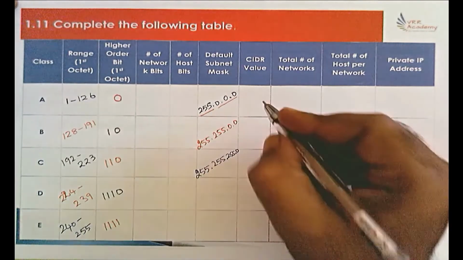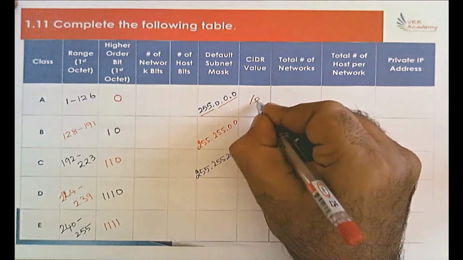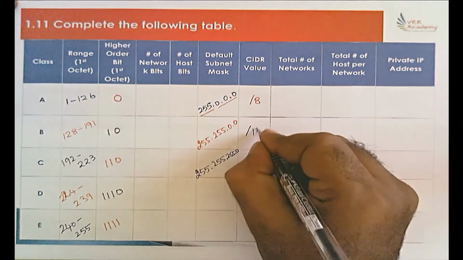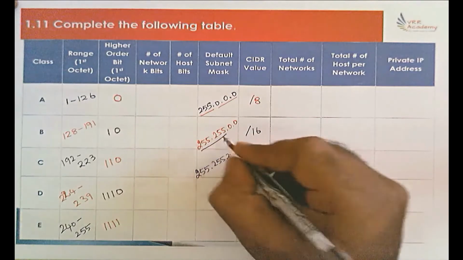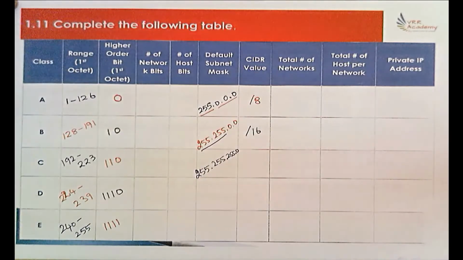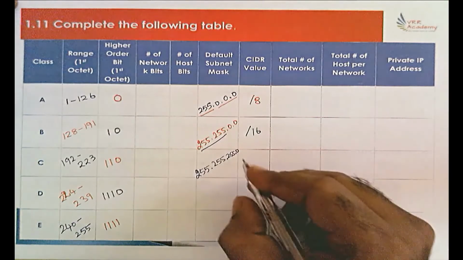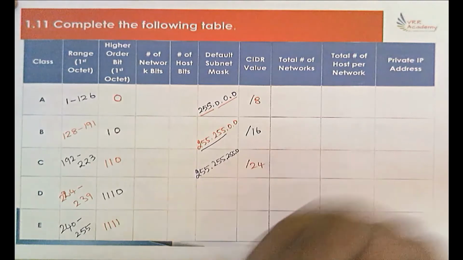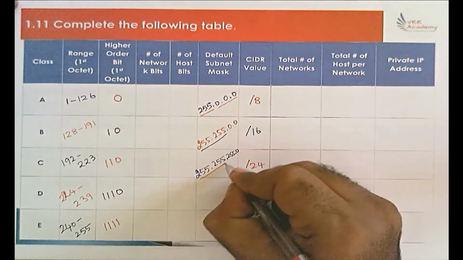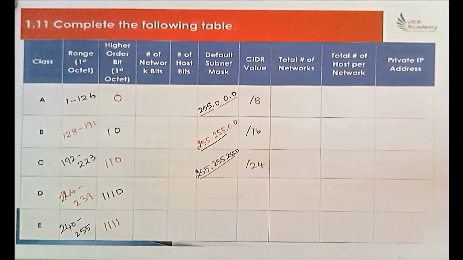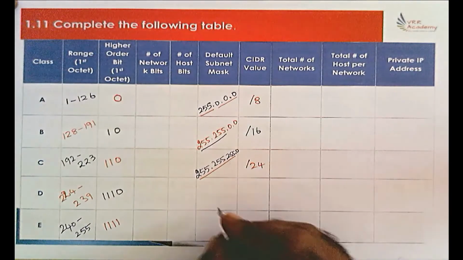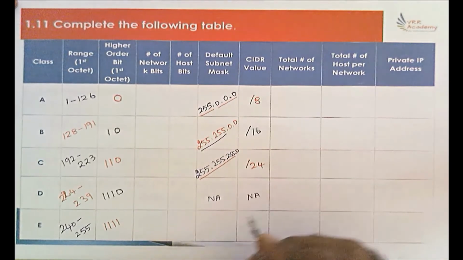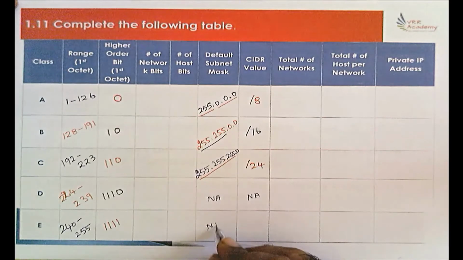Now, the CIDR value for class A is /8. For class B, the CIDR value is /16, because 16 bits are available in the network portion. Then for the class C IP address, the CIDR value is /24. So this is the CIDR value. Now for class D and E, this is not applicable. We don't have a default subnet mask for class D and E.